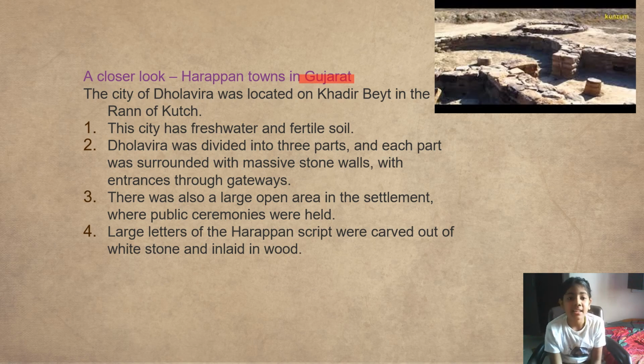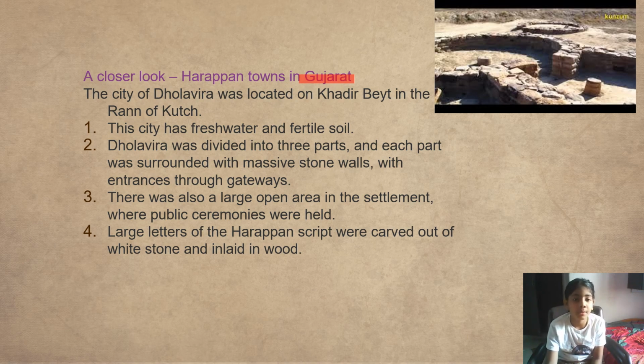The city has fresh water and fertile soil. Dholavira was divided into three parts, and each part was surrounded with massive stone walls with entrance through gateways. Gateway means don't think gateway of India, okay? There were also large open areas and settlements where public ceremonies were held. Large letters of Harappan script were carved out of white stone and inlaid in wood, okay?